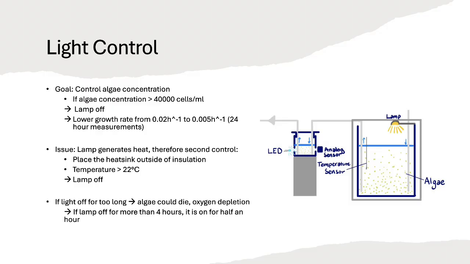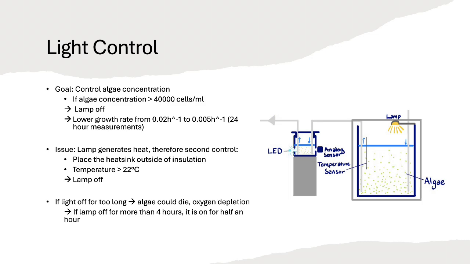The light control is a crucial component in controlling the feeding rate of our mussels. If we make the lamp brighter, the algae grows, making more food for our mussels, and if the algae concentration gets too big, we can dim the light to limit overfeeding.